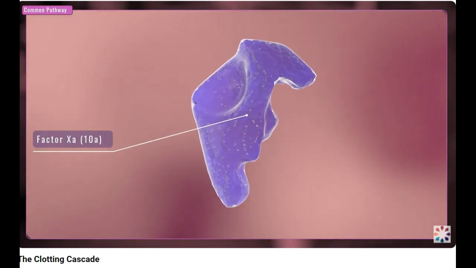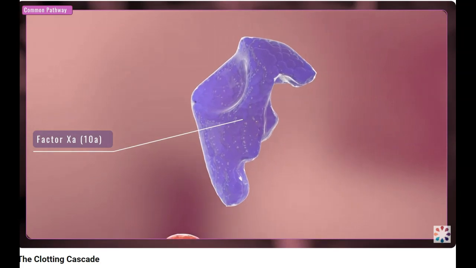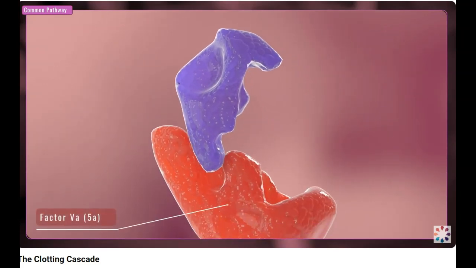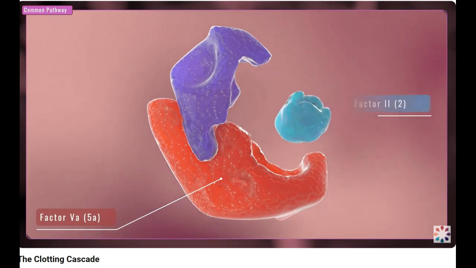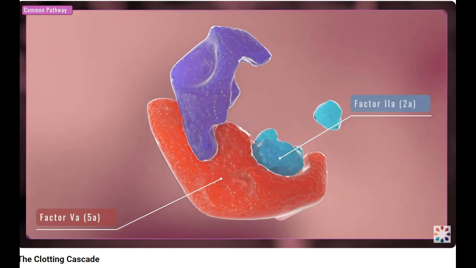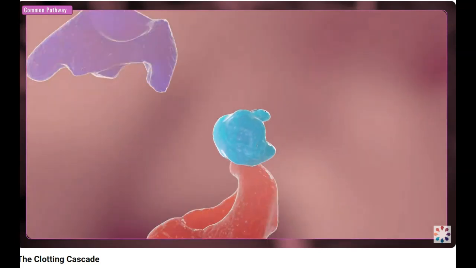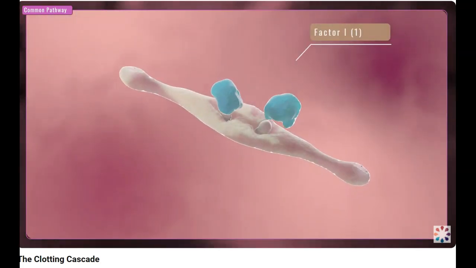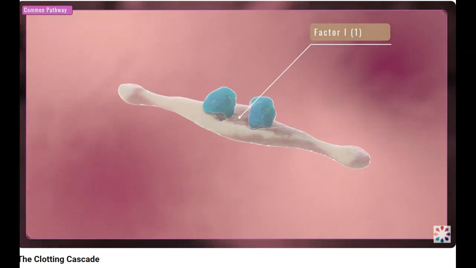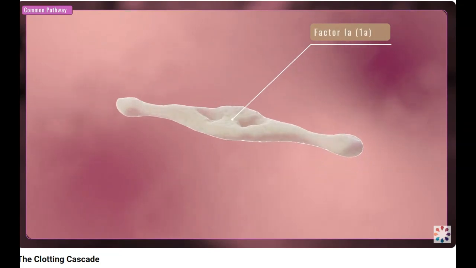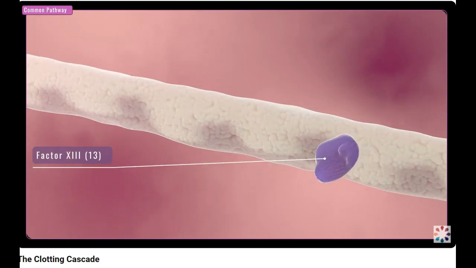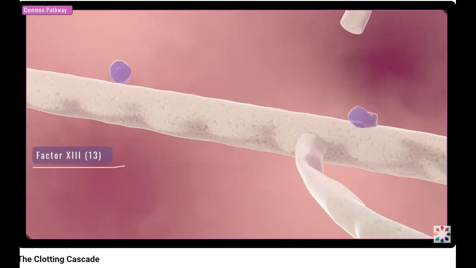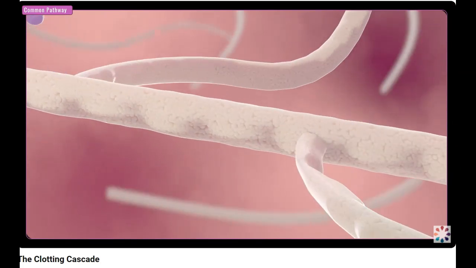This is the start of the common pathway, and clotting continues with factor 10 combining with factor 5. This allows for the change of prothrombin, factor 2, to thrombin, factor 2A. Thrombin then changes fibrinogen, factor 1, to fibrin, factor 1A. Fibrin combines with factor 13, which makes the platelet plug stronger so that the blood clot is secure.